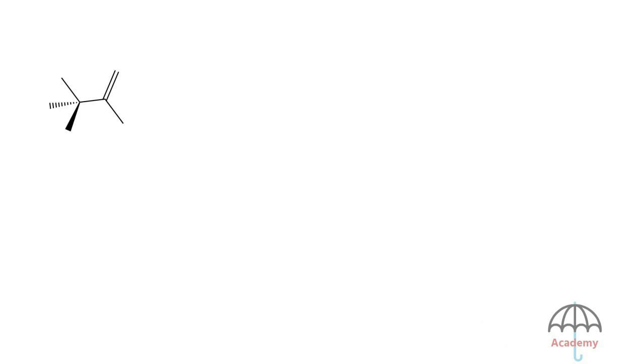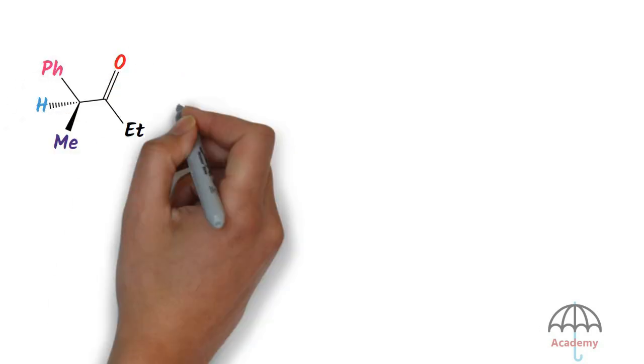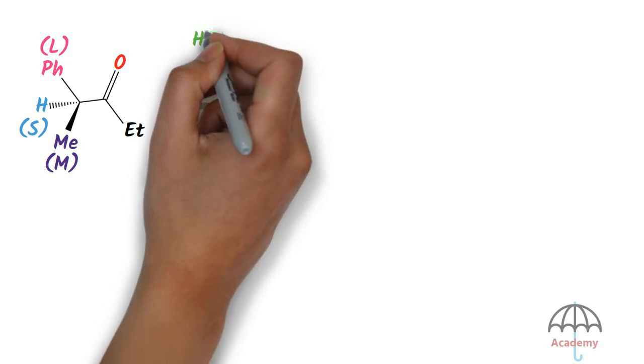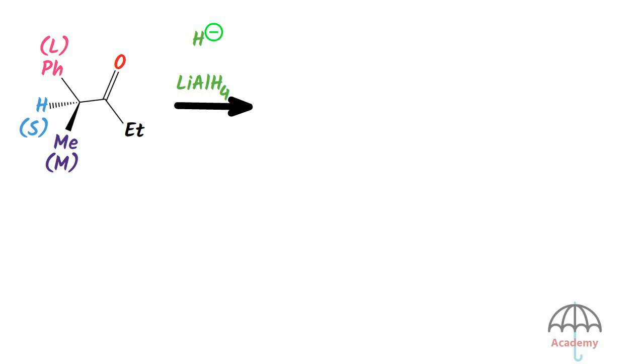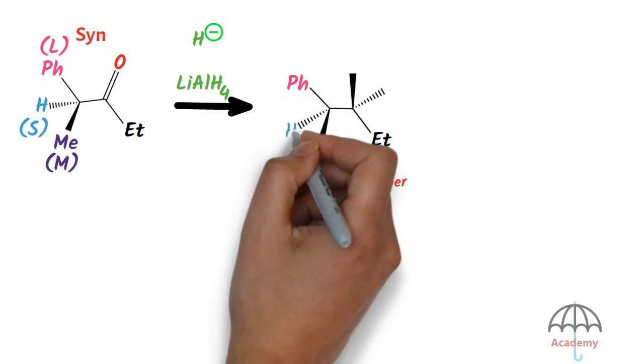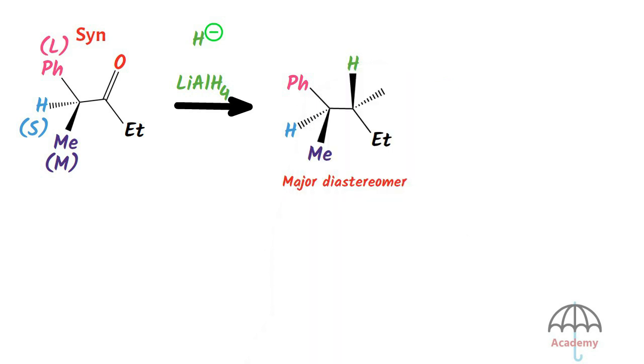Consider this ketone reduced with lithium aluminium hydride. First, we categorize the groups as large, medium and small, based on the size. The nucleophile in this case is hydride anion. The large group phenyl is syn to carbonyl oxygen. Therefore, as per the trick, the major product will be having hydride nucleophile on the wedges, because medium group is on the wedges in the reactant.